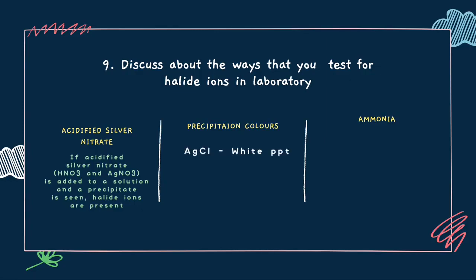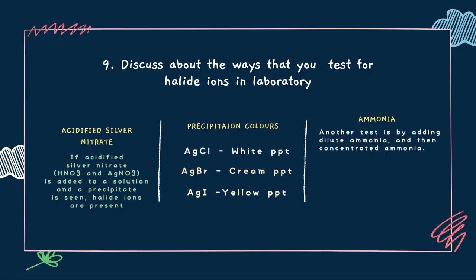First, if a white precipitate is formed, it means silver chloride is formed, or chloride ions are present. If a cream precipitate is formed, it means silver bromide is formed. And if a yellow precipitate is formed, it means silver iodide is formed.